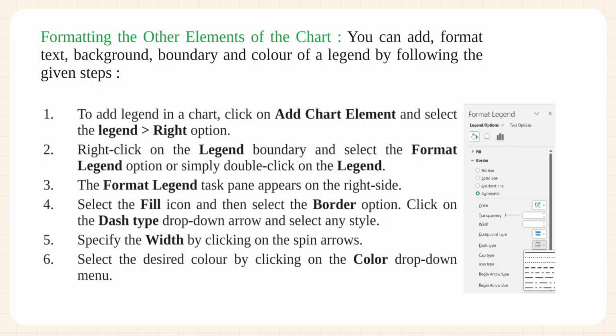3. The Format Legend task pane appears on the right side. 4. Select the fill icon and then select the border option. Click on the dash type drop-down arrow and select any style. 5. Specify the width by clicking on the spin arrows. 6. Select the desired color by clicking on the color drop-down menu.